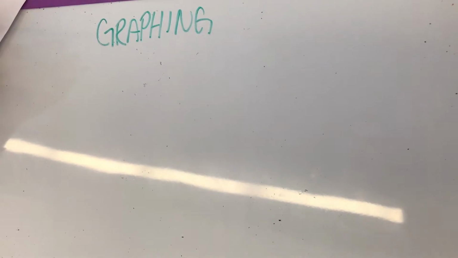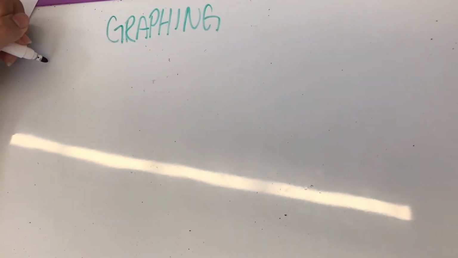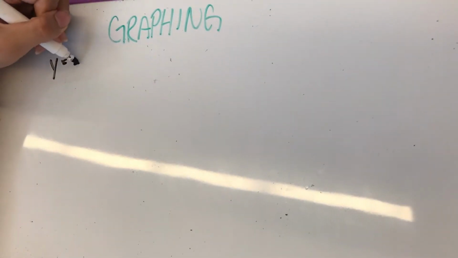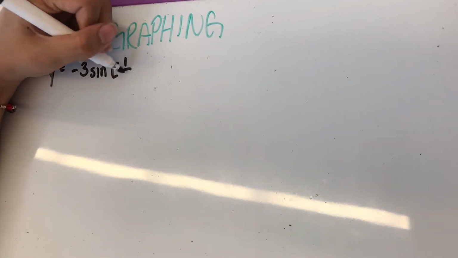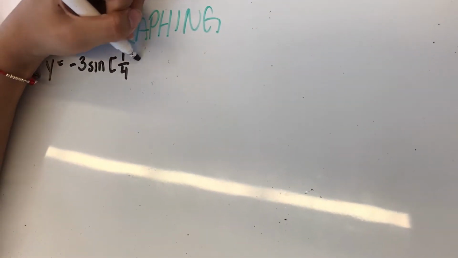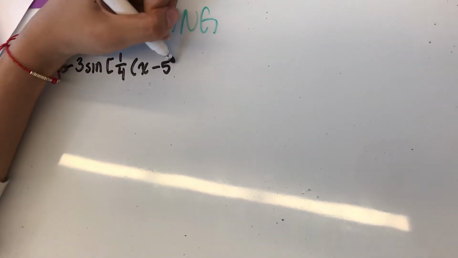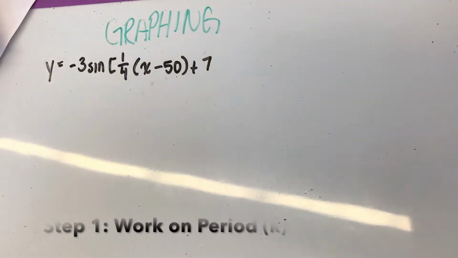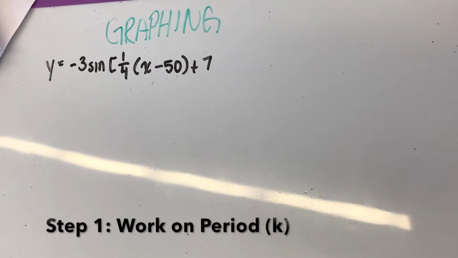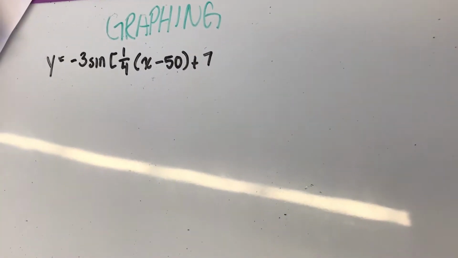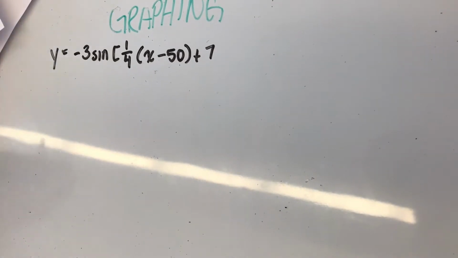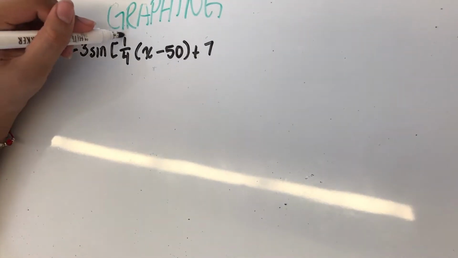So let's try graphing one cycle for the equation y = −3 sin(1/4(x − 50)) + 7. So let's look back at our steps and see what we must complete first. So according to our steps, we must complete the period first, so our k value.